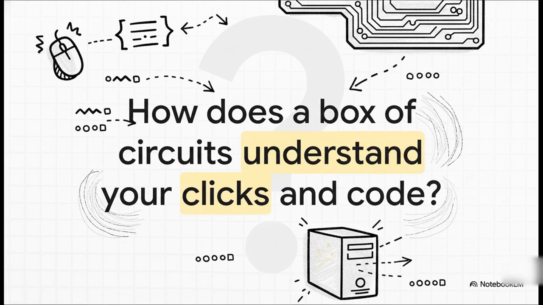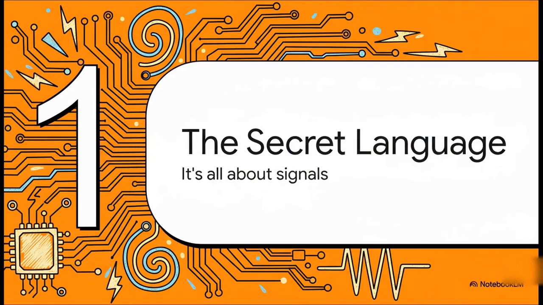How on earth does a simple box of circuits and wires understand something as basic as a mouse click or as complicated as a piece of software? Well, you might be surprised to hear that the answer is actually, believe it or not, beautifully simple. You see, to get what a computer is doing, you first got to learn its language. And this isn't a language of words or letters. Nope, it's a language made of signals. Tiny electrical messages zipping around, carrying all the information.